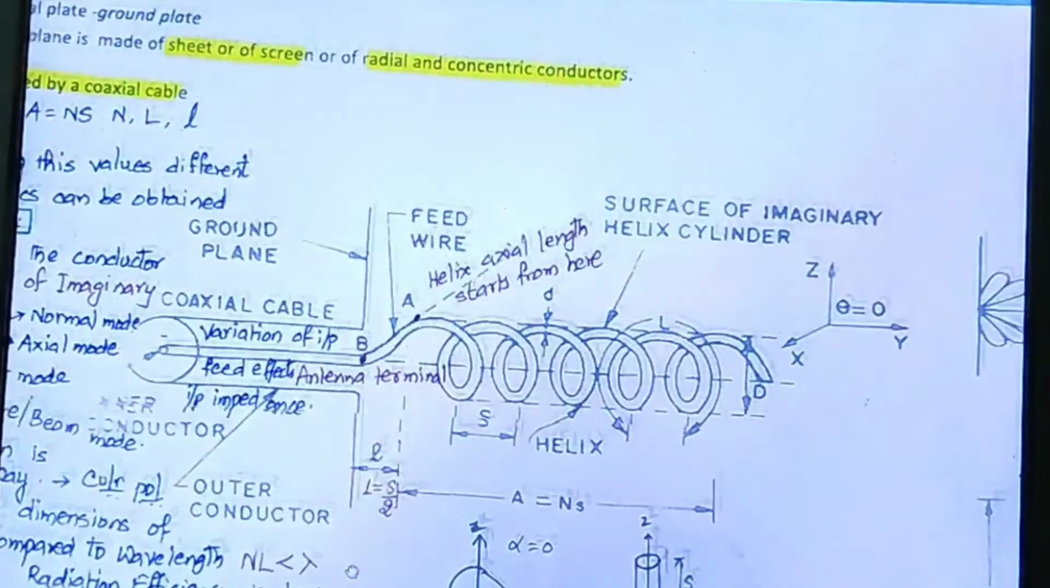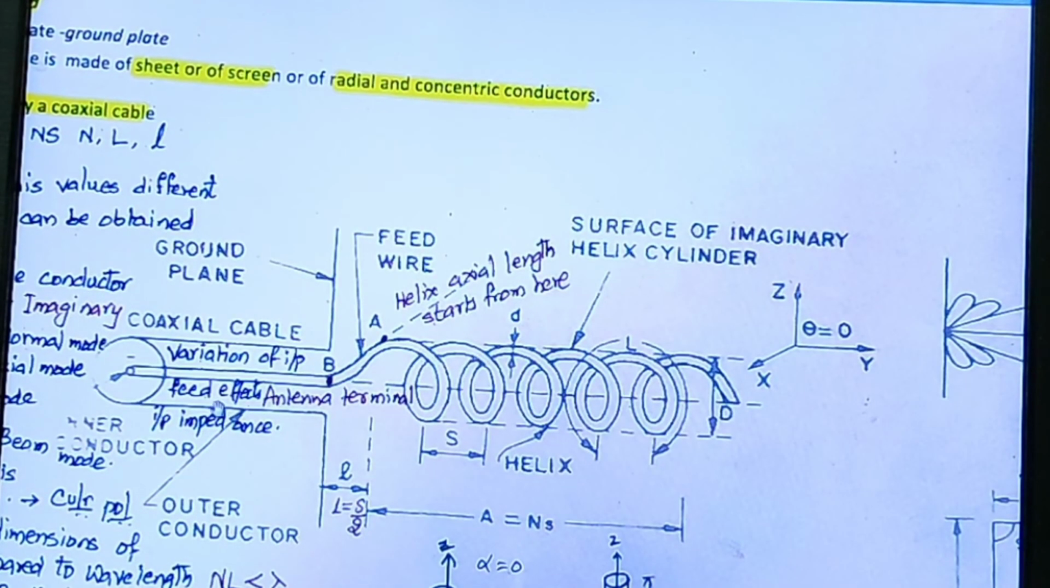Now let us come to the diagram. See here, the helical antenna is constructed with the help of one coaxial cable. This is the inner conductor of the coaxial cable. This is the outer conductor of the coaxial cable. The outer conductor is bent such that it acts as a ground plane. This is the ground plane. And this is the inner conductor, which is twisted in the form of a spiral, or to say, in the form of a helix.